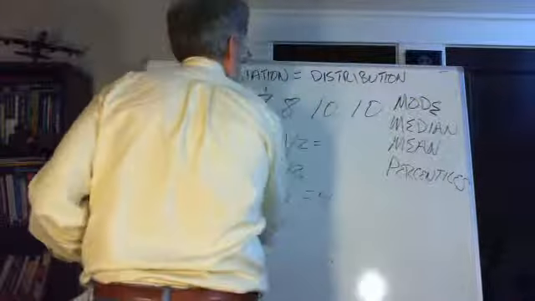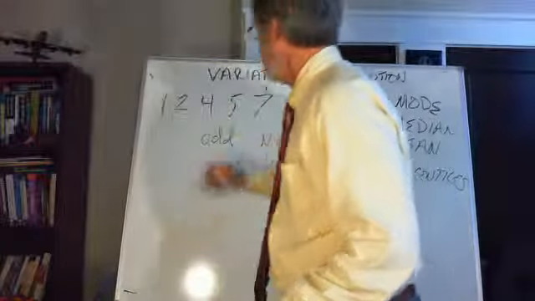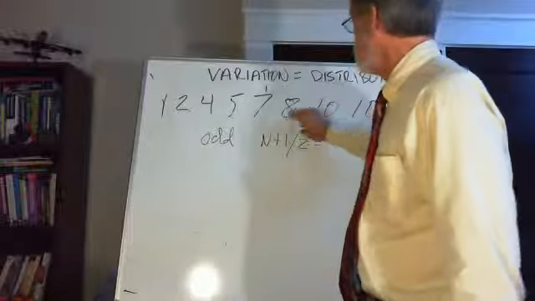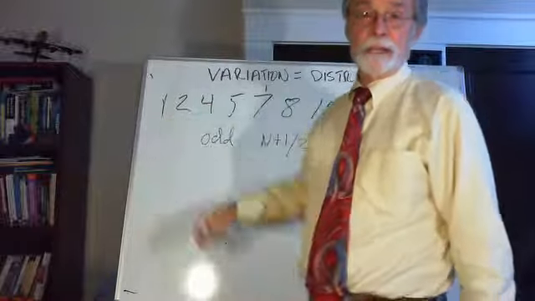So let's say, let's add a 1 over here, and now we have 8 values, 1, 2, 3, 4, 5, 6, 7, 8.